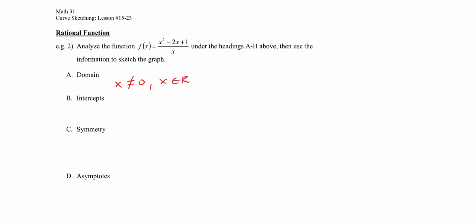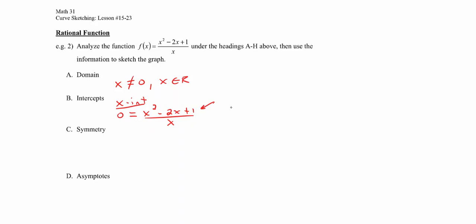All right, now intercepts. So let's see for the x-intercept. The x-intercept is going to be where y is equal to 0. So we'll say 0 is equal to x squared minus 2x plus 1 over x. And we'll just remember that it doesn't actually matter about the denominator. I'm only really looking at the numerator, because if the numerator is 0, then the whole thing is 0.